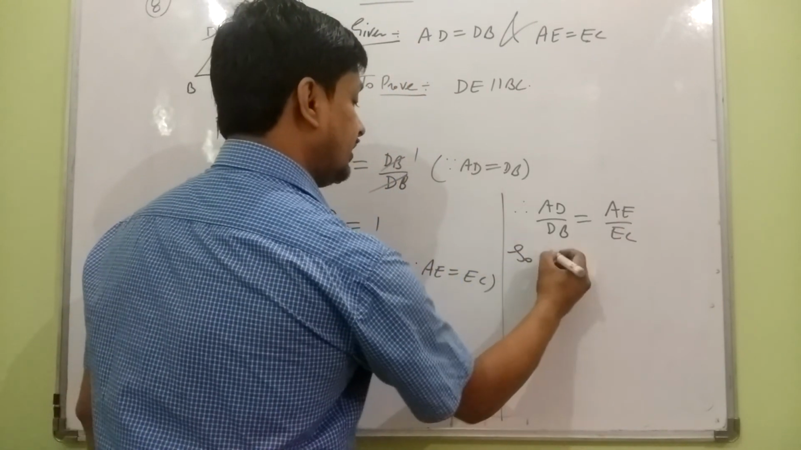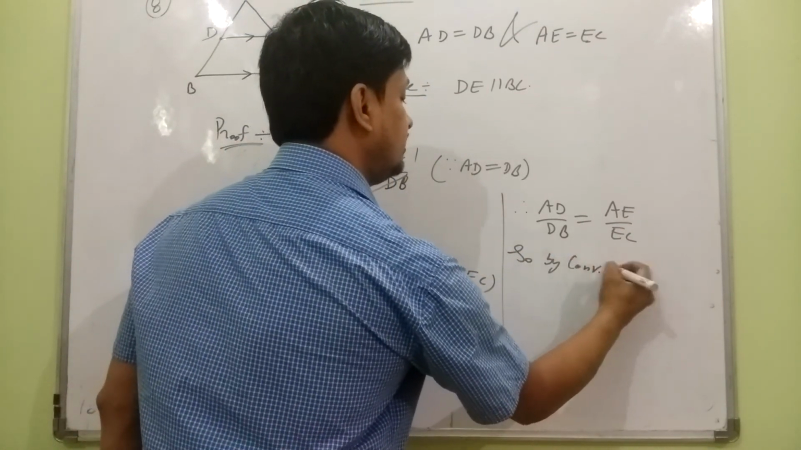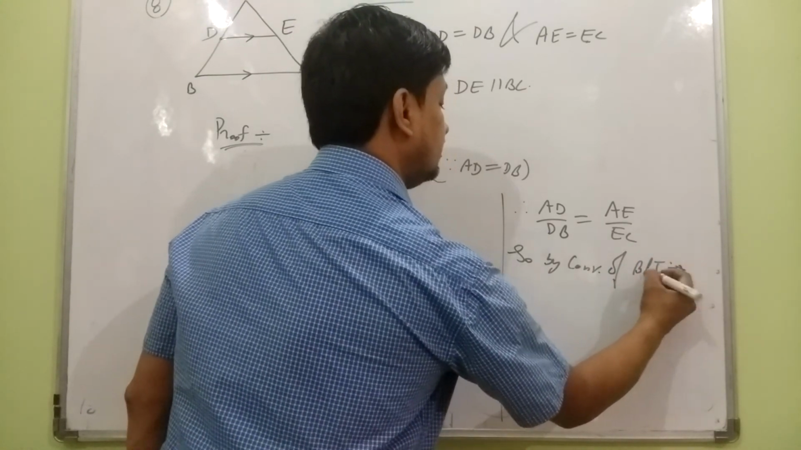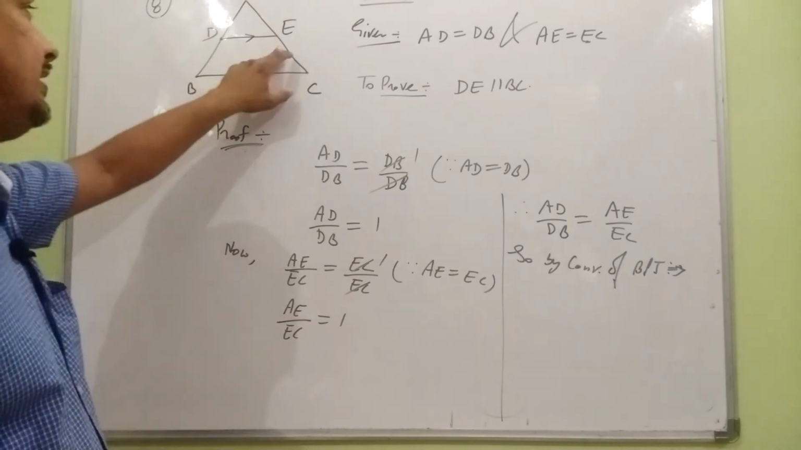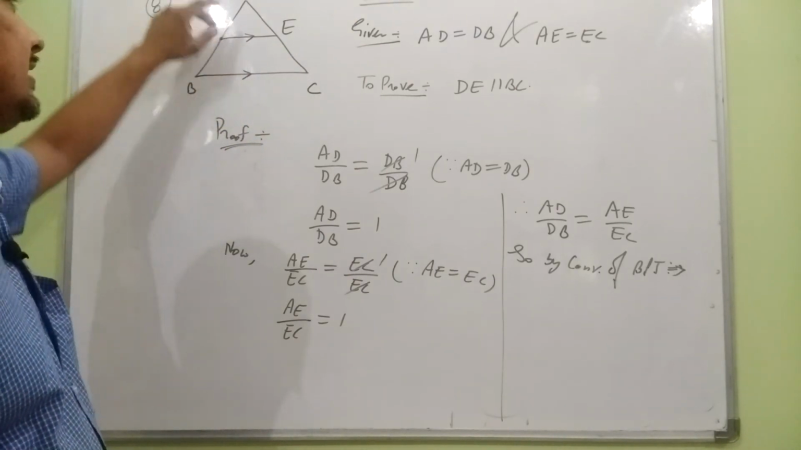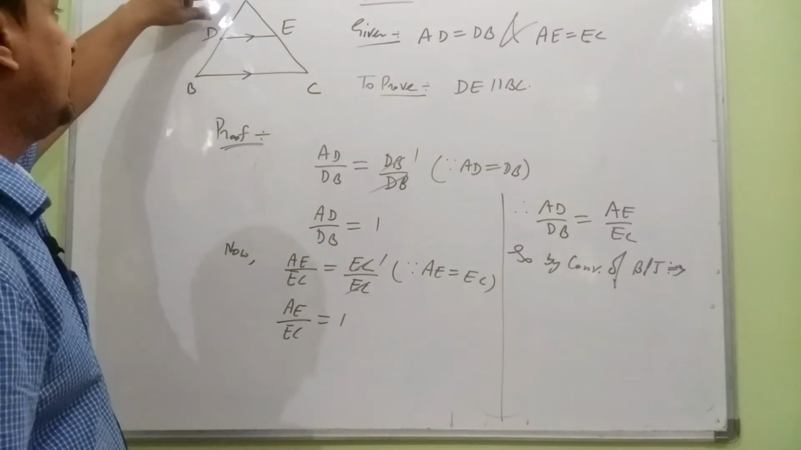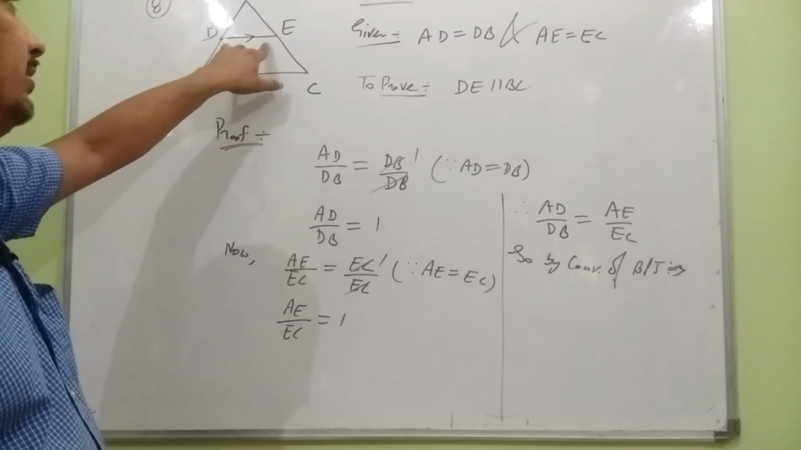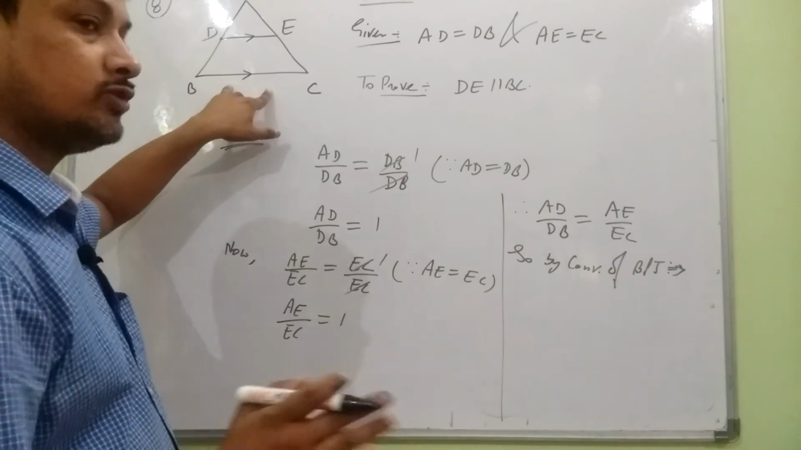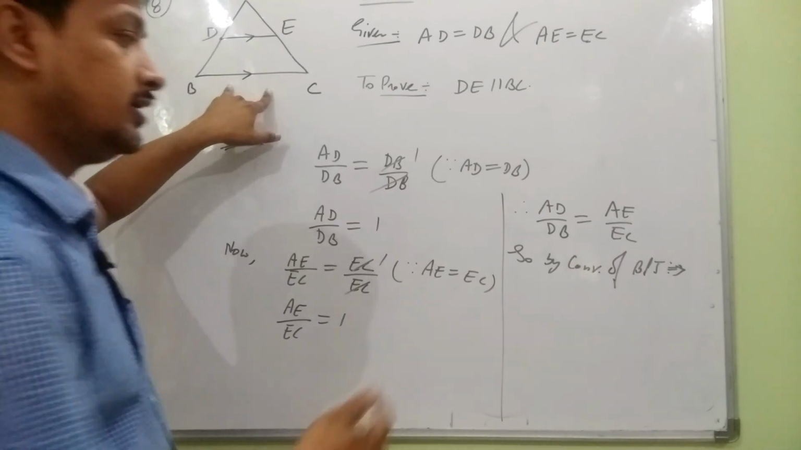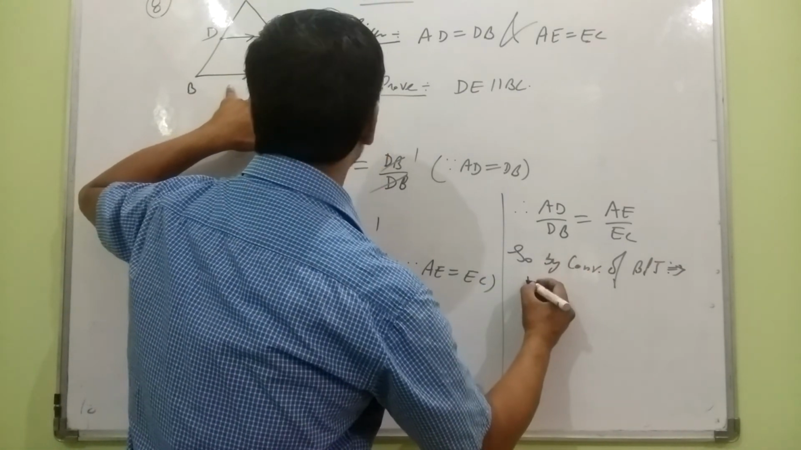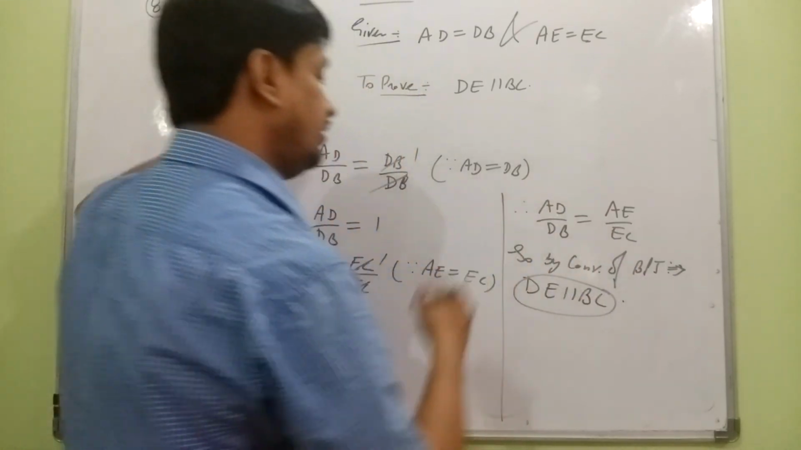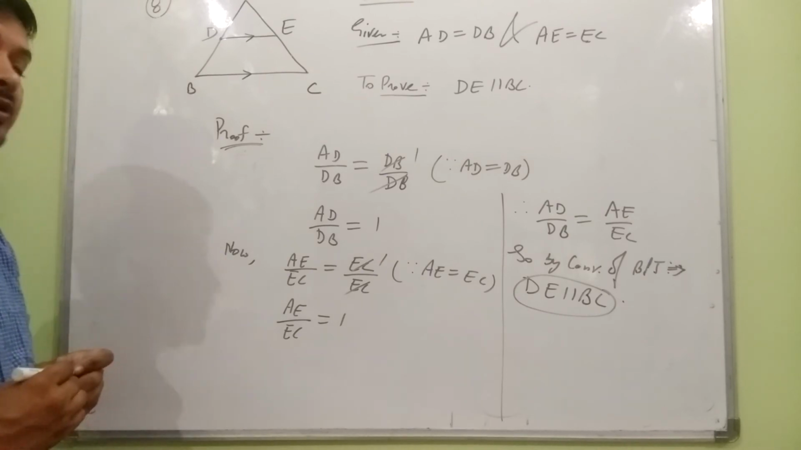So by converse of BPT, if a line divides two sides in such a way that AD upon DB equals AE upon EC, it means this line will be parallel to the third side. This was the statement of converse of BPT. So we can say by converse of BPT that DE is parallel to BC. So this is your required result. So note down this also.